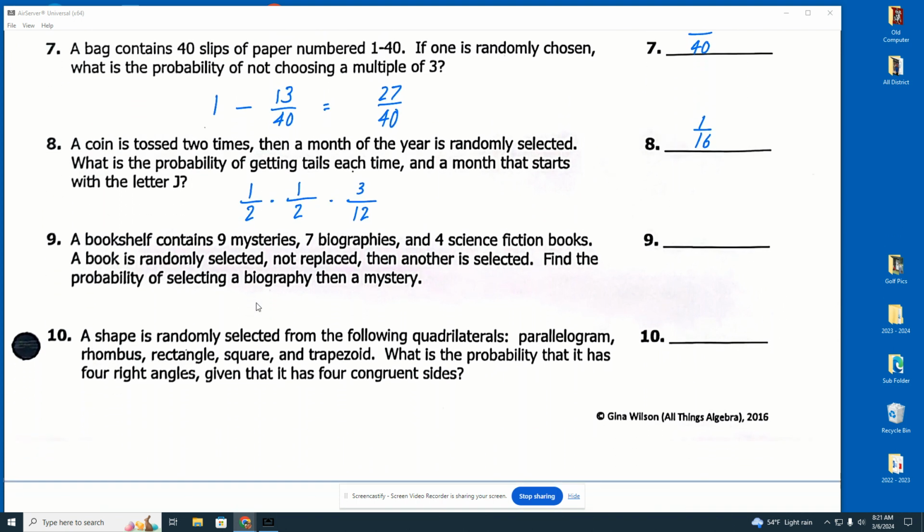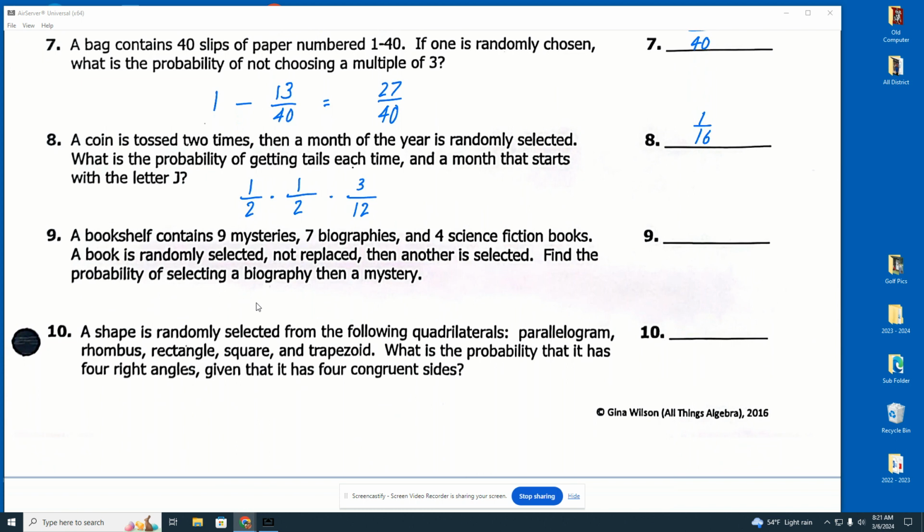Okay, number 9. A bookshelf contains 9 mysteries, 7 biographies, and 4 science fiction books. A book is randomly selected, not replaced, then another is selected. How many am I choosing? Multiple events? Multiply events. So let's see what it asks first. Find the probability of selecting a biography, then a mystery.